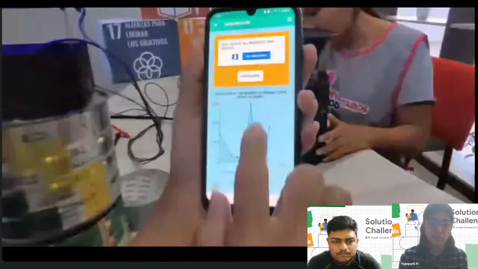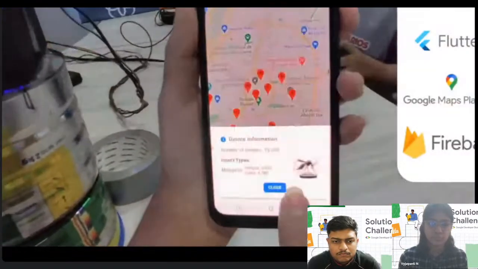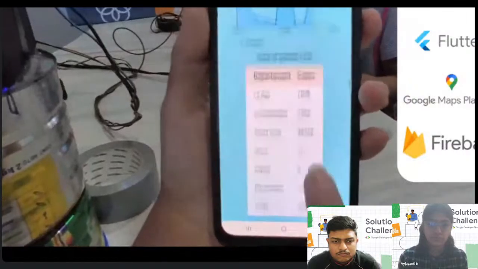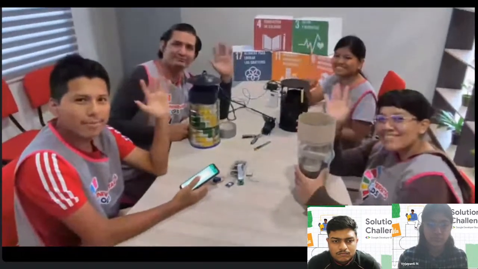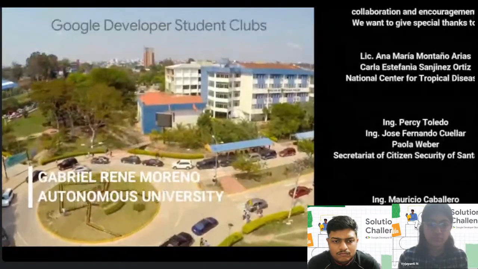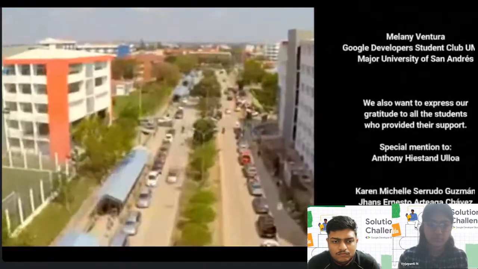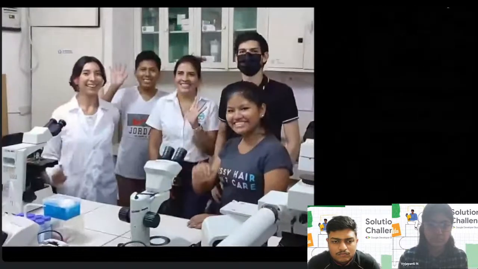Additionally, we have a mobile application that complements our solution. The application allows users to view mosquito sightings in their area and provides important information to take preventive measures. Together, we can combat the spread of mosquito-borne diseases and create safer and healthier communities.